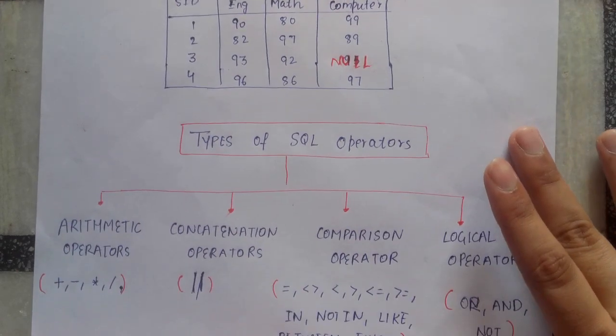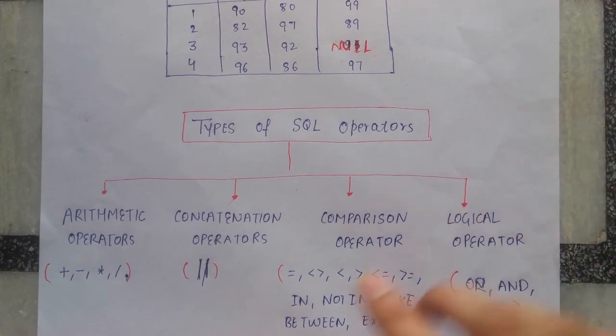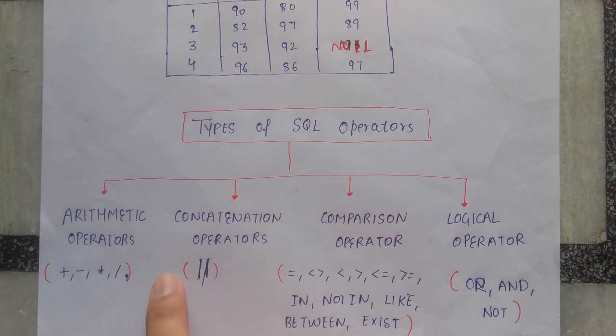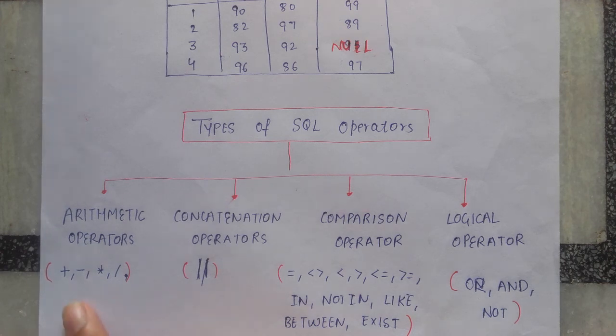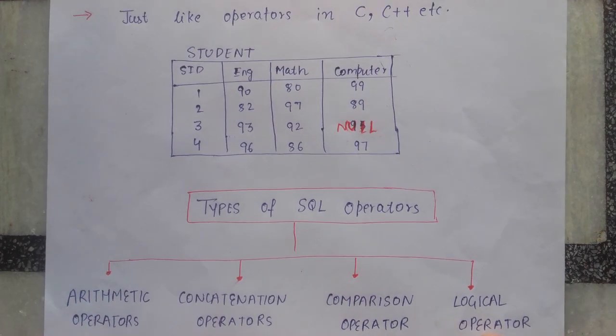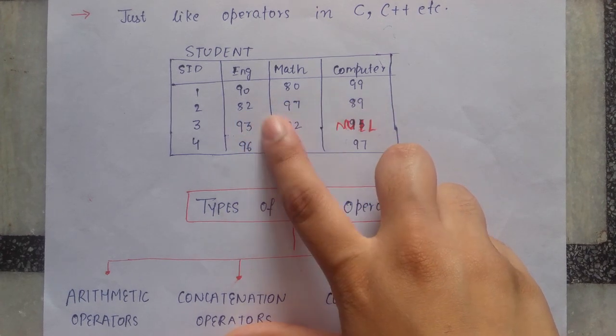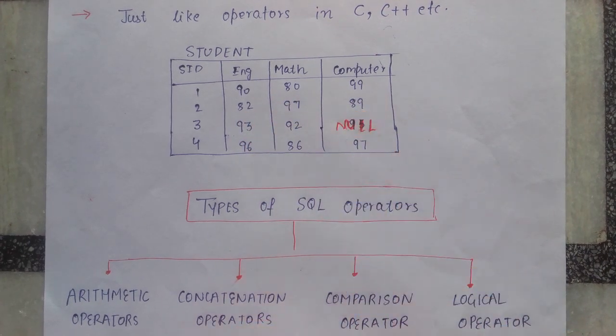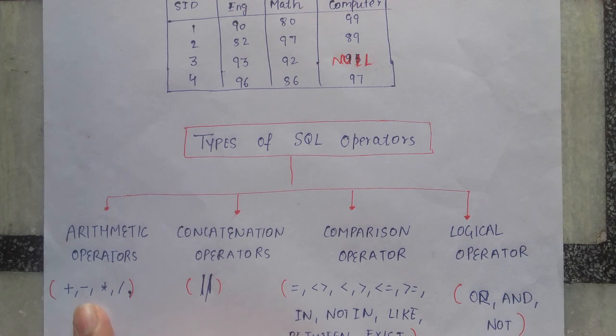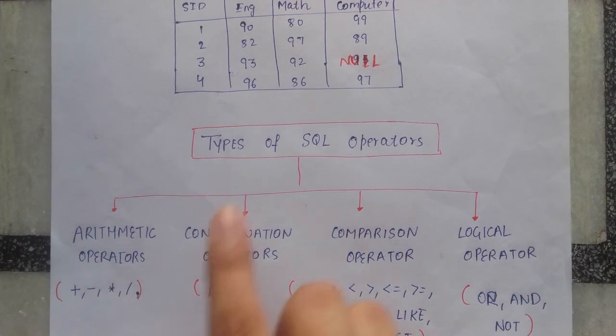For that purpose we have divided the SQL operators into these four types. The very first one is arithmetic operators. What is the use of arithmetic operators? These are plus, minus, multiply and divide. For example, in this table, if you want to find the total of all the marks in these three subjects, we will use this plus addition symbol. It is used to add all the values.